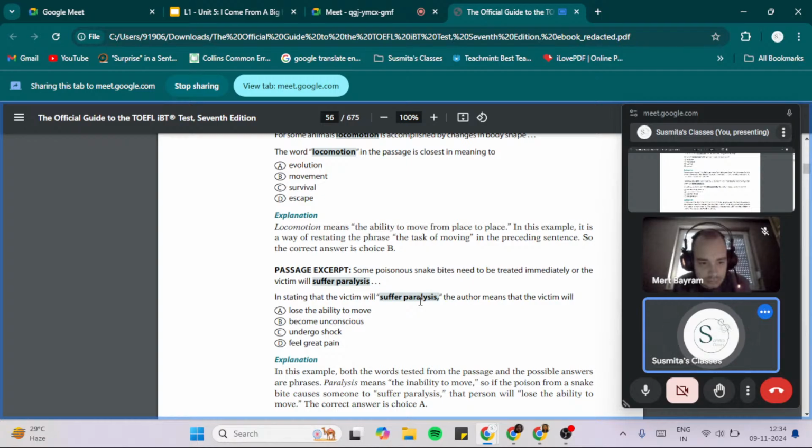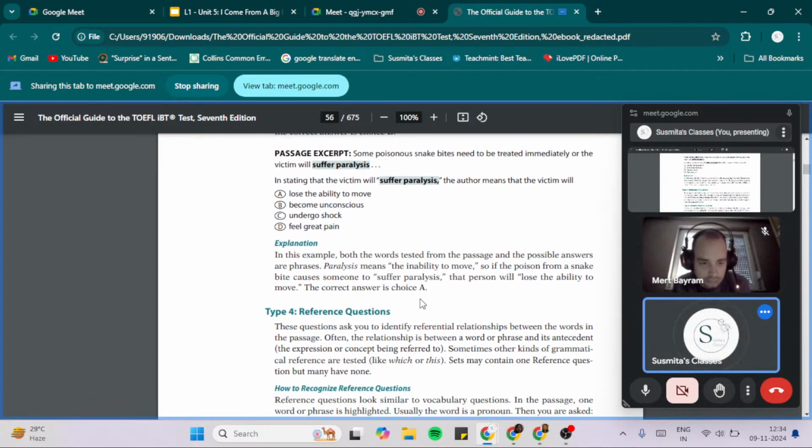Okay, when we talk about paralysis, you suffer from that illness basically, correct? So that's the reason "suffer paralysis" is the correct phrase for losing the ability to move. Okay, because that is the meaning of the word paralysis, it is the inability to move. So it was an easy guess again.